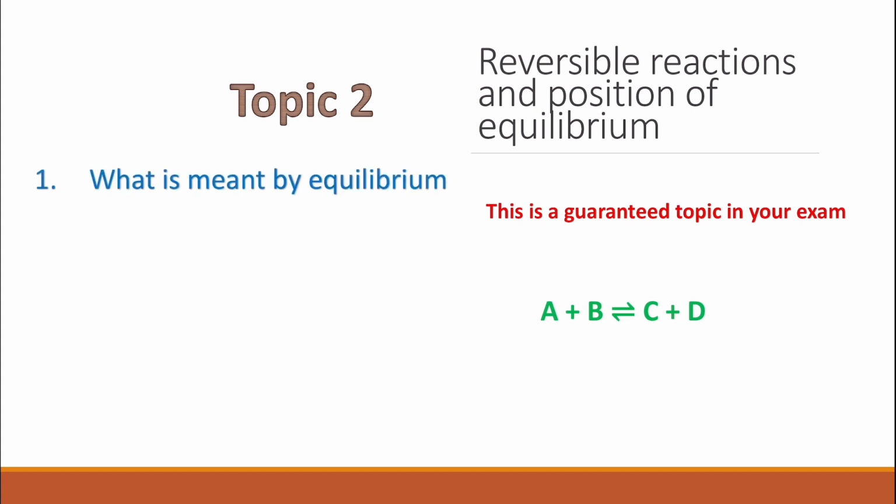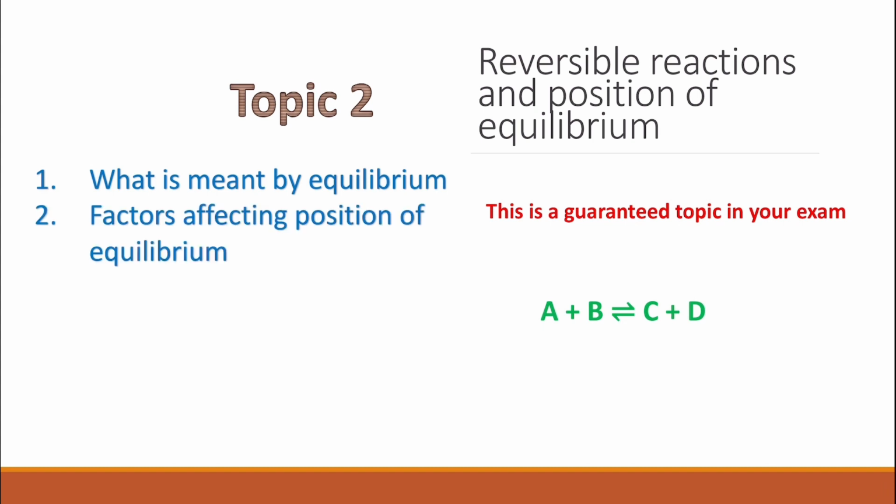So you need to know what is meant by equilibrium and when the equilibrium is reached. Remember that the rate of the forward reaction equals the rate of the reverse reaction, and the concentration of all reactants and products remain constant. They are not the same, but they remain constant. You need to know the different factors that affect the position of the equilibrium, because they will ask you about one or two of these factors, like temperature.